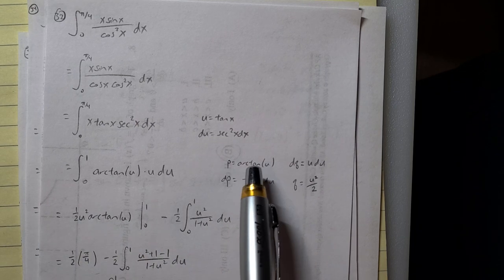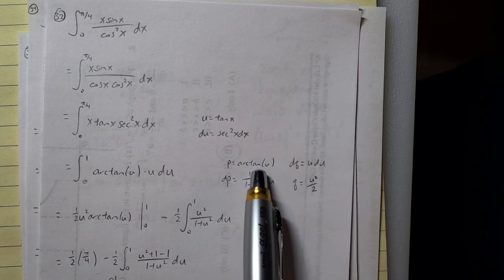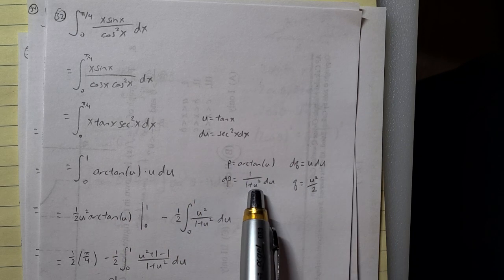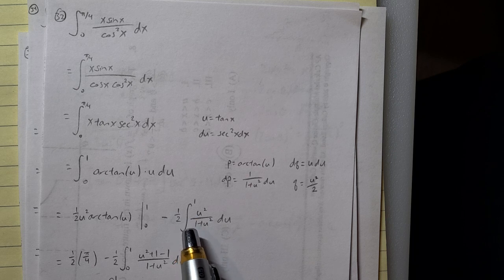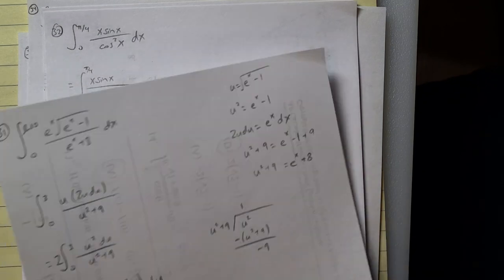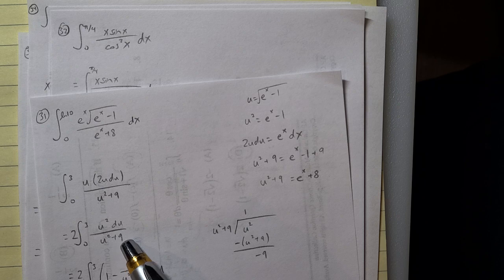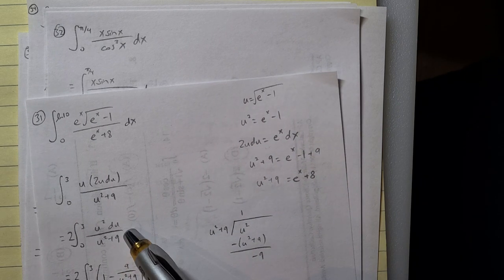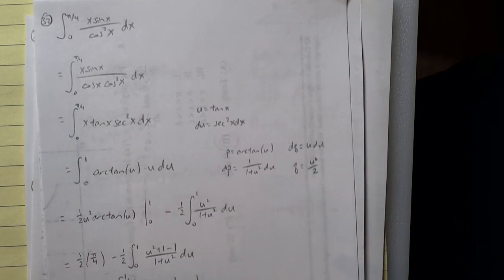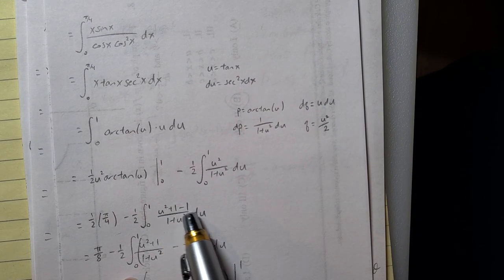So that's half u squared arctan u, from 0 to 1, and then multiply these together, that'll be minus half integral of u squared over 1 plus u squared. This looks very similar to the problem we just did, except it's just a 1 in that one. You could use this upcoming technique in this problem too, because we can just do u squared plus 1 minus 1.